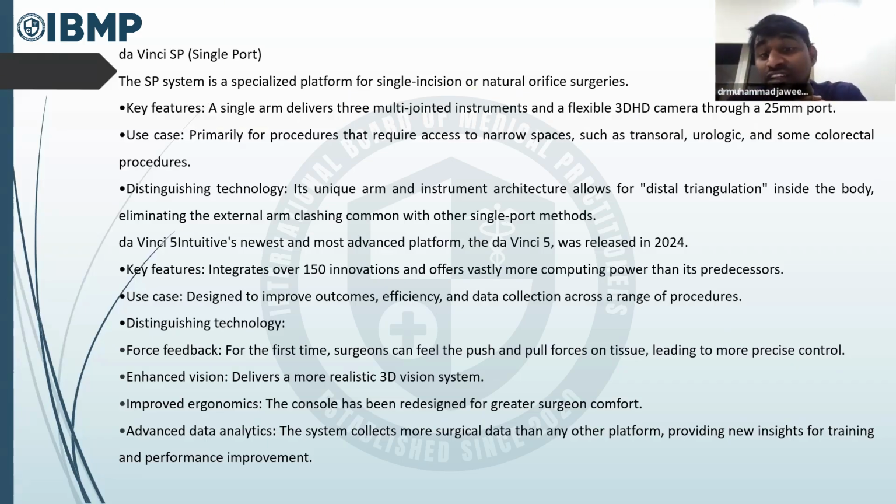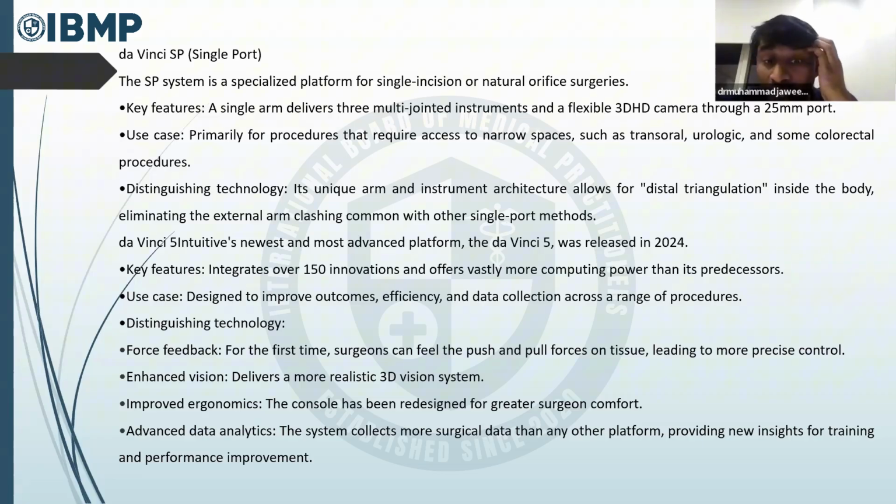For the first time, surgeons can feel the push and pull forces on tissue. In 2024, with the Da Vinci 5, you can feel it like you're operating laparoscopically, leading to more precise control. I told you initially, the haptic mechanism, that is a touch mechanism, is not there in the robot. In laparoscopy it is there, but it's partial, whereas in open surgery we can touch the patient. You can feel the patient, whereas in robot you can't. But a new technology came into the picture in 2024. It says that you can push and feel the force of the tissue.